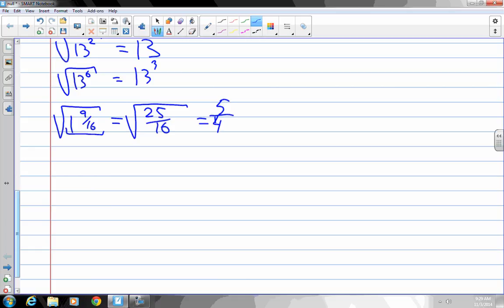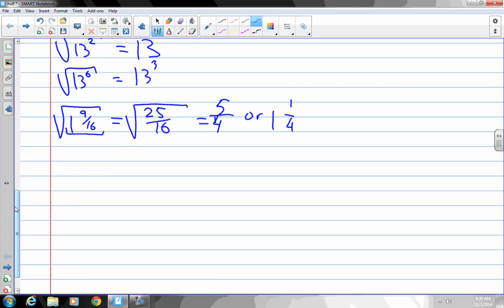Right? If I convert this to a mixed number, what would that be? What is 5/4 written as a mixed number? 1 and 1/4.